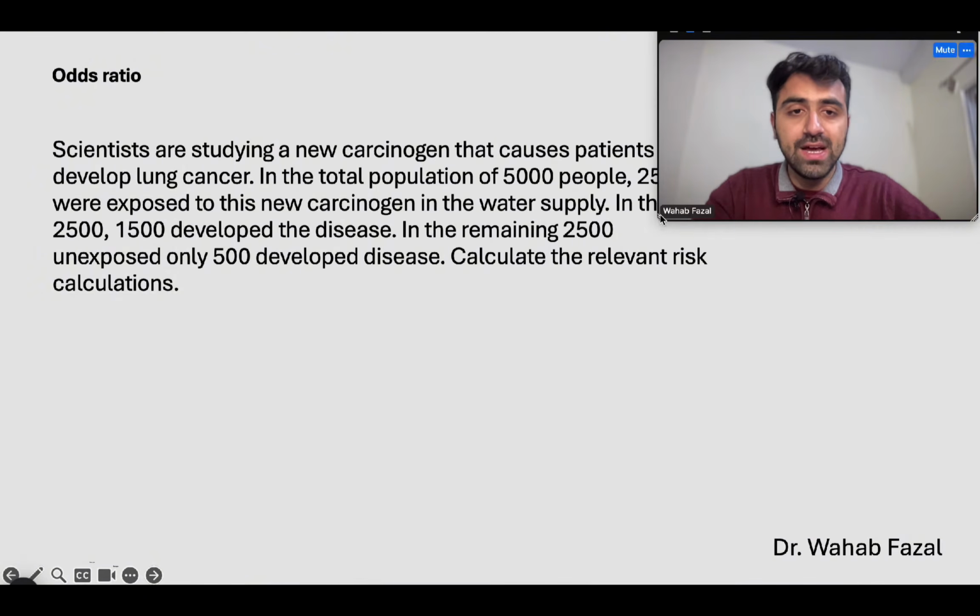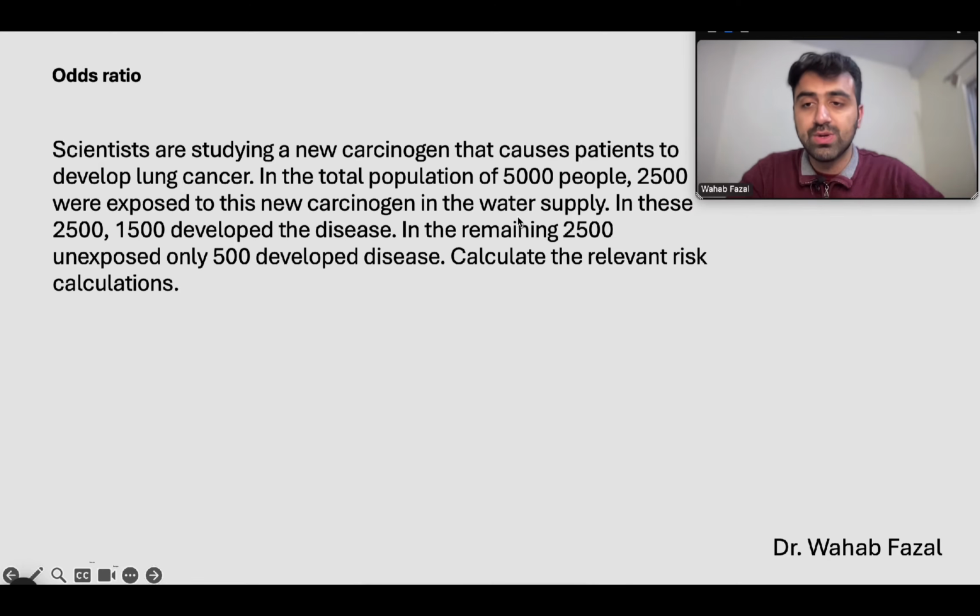Scientists are studying a new carcinogen that causes patients to develop lung cancer. In a total population of 5,000 people, 2,500 were exposed to this new carcinogen in the water supply. In these 2,500, 1,500 developed the disease. So 2,500 were exposed and 1,500 developed the outcome. In the remaining 2,500 unexposed, only 500 developed disease. Calculate the relevant risk calculations.